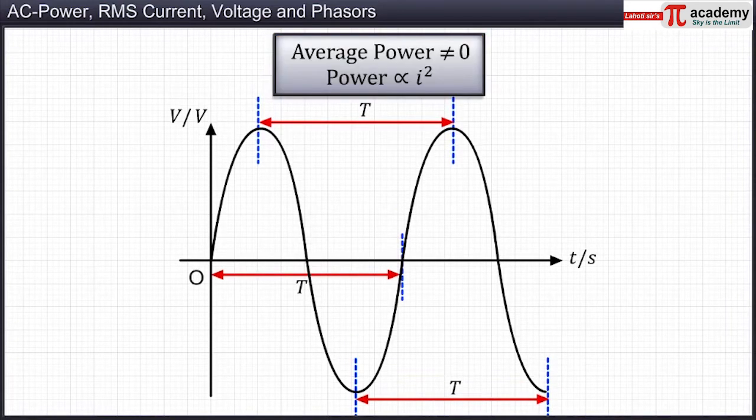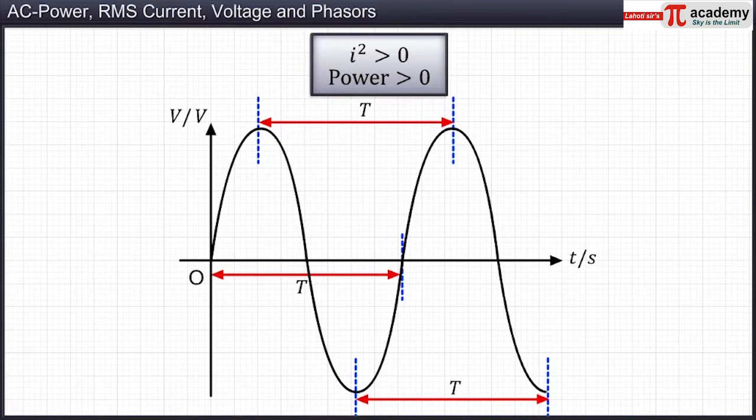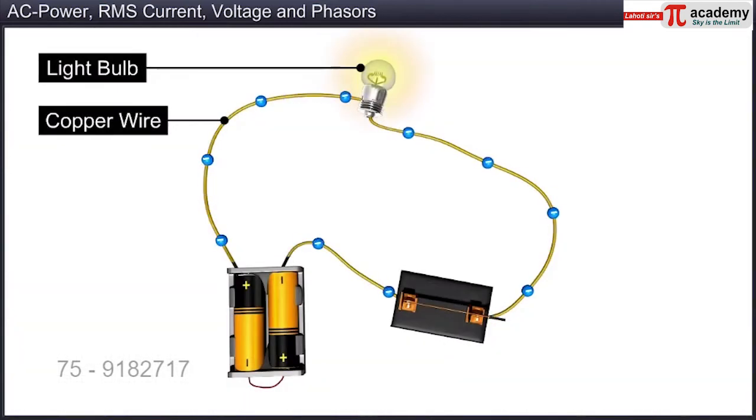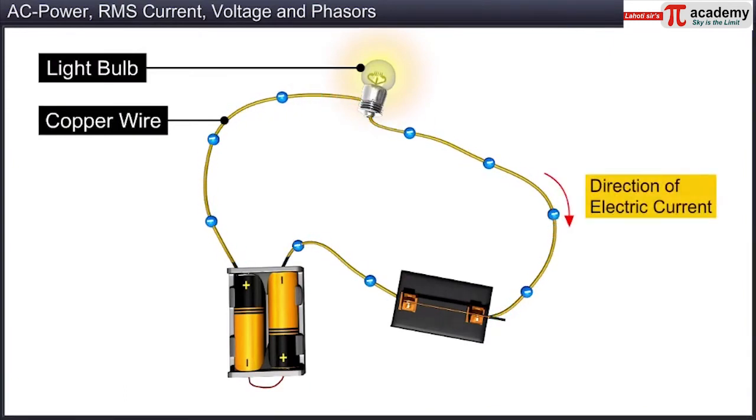However, the average power across the cycle is not 0 since the power dissipated across the resistor is proportional to I square. As I square always assumes a positive value even when the value of current is negative, the average power is always positive. We know that electric current refers to the flow of electrons in a circuit, and the direction of the current is conventionally taken to be the one opposite to the direction of the flow of electrons.